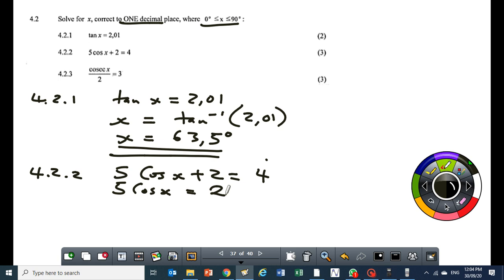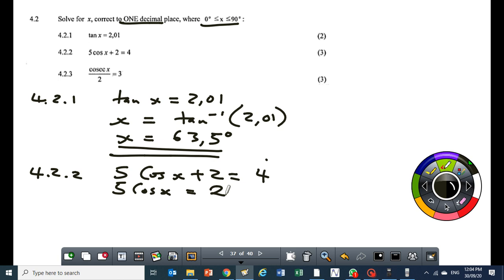How did you take the 5 to the right? No, so I thought because we did the same thing with the 2, we can do the same thing with the 5. Yeah, but there's multiplication here, there's addition. So you do the opposite. If there's addition, then you subtract the number on both sides. If there's multiplication, then you divide. Here it means 5 times cos x. So the opposite of multiplication, division.